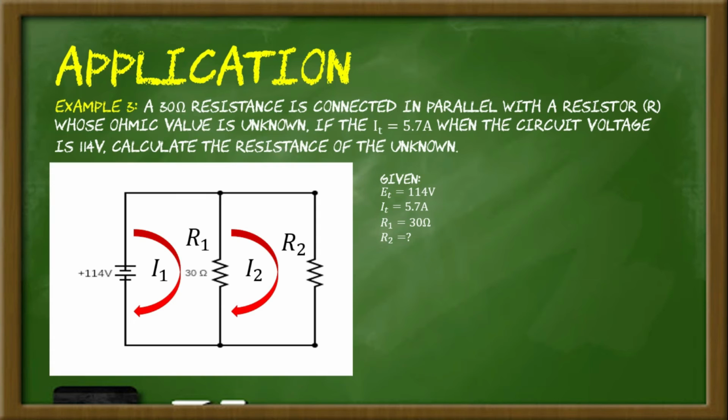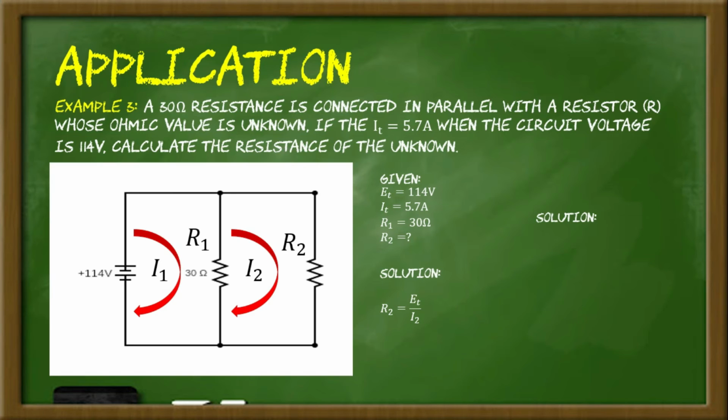In order to get the value of R2, R2 is equal to the total voltage divided by the individual value of current in a parallel circuit. However, the value of I2 is unknown in the circuit, so we have to get the values of the individual currents. So let us solve the individual currents.